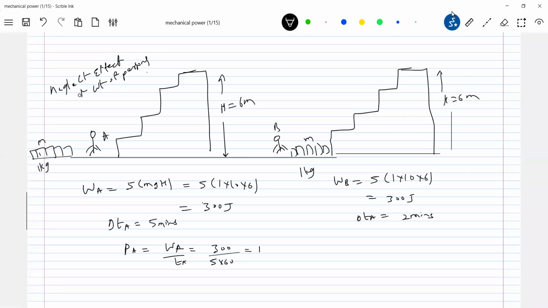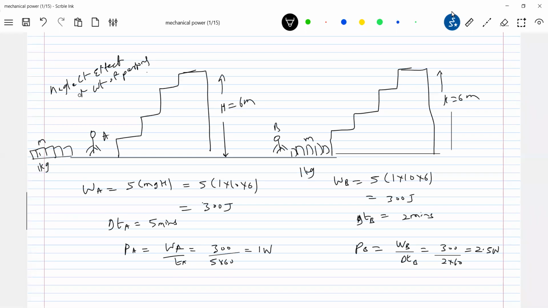So shall we put this equal to 1 watt? And what is the average power of this person? W_B by delta T_B, 300 by 2 into 60. So 2.5 watt.